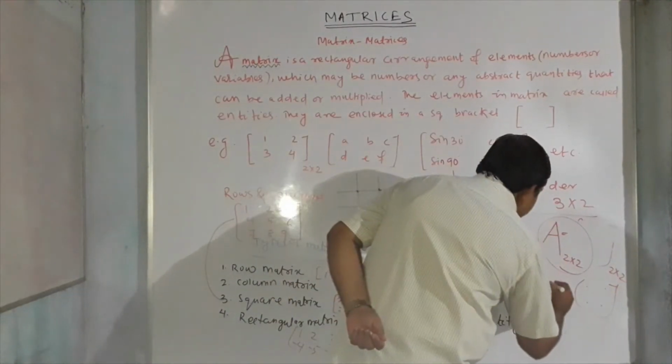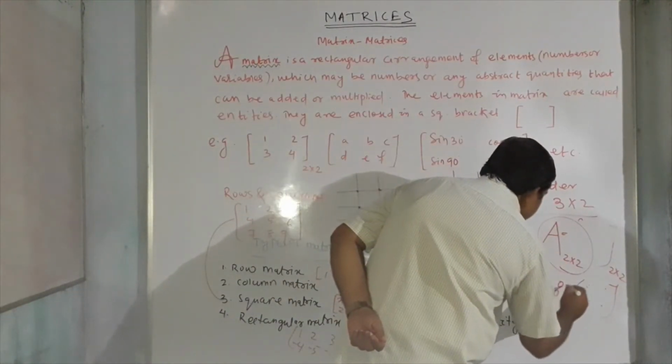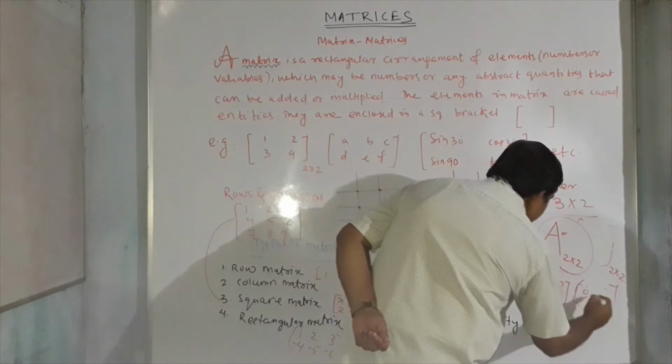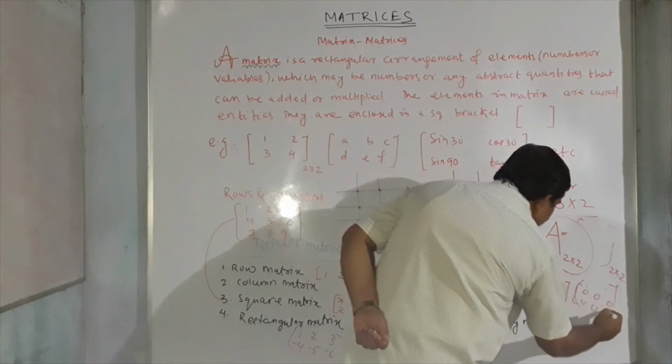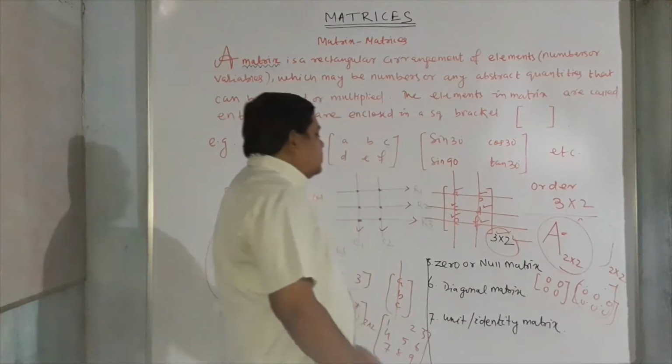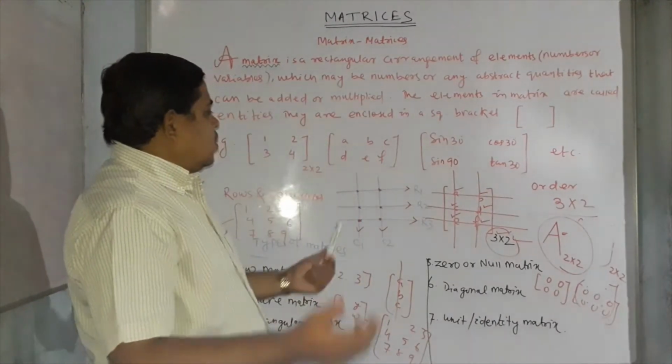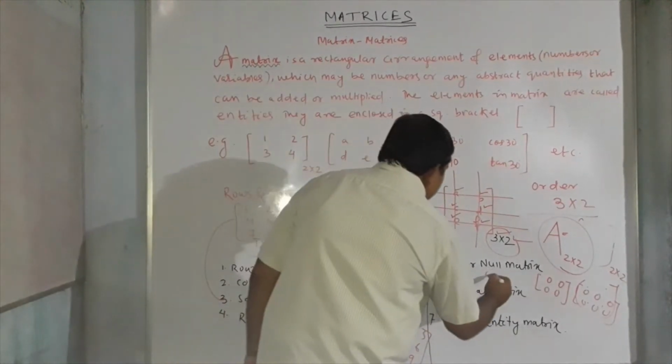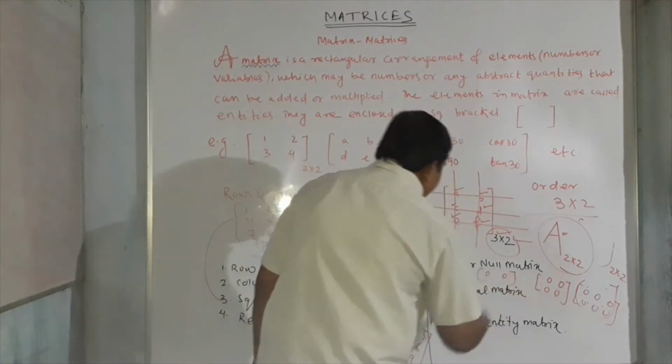Zero matrix means here 0, 0, 0, 0. Otherwise, here 0, 0, 0, 0, 0, 0. This type of matrix is called a null matrix. Or you can also write 0, 0 this way.